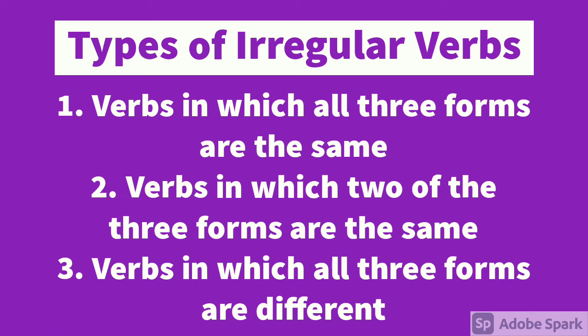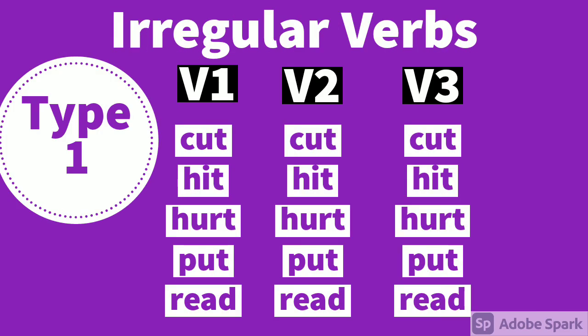That is, V1, V2, V3 are all the same. In the second type, we have verbs in which two of the three forms are the same. Only two of V1, V2, V3 are common. And in the third type, we have verbs in which all three forms are different. Okay, now let's see some examples.